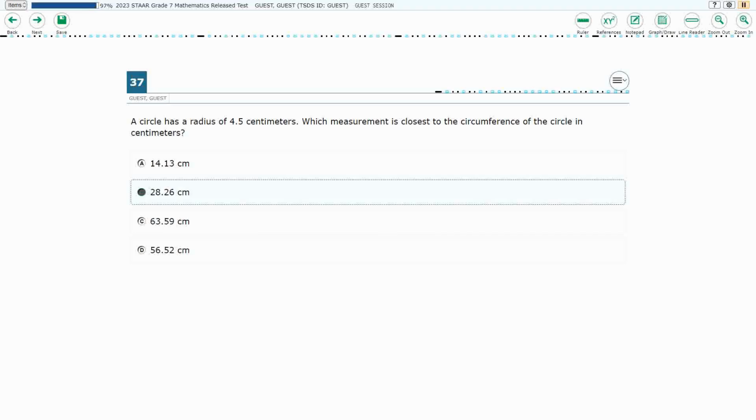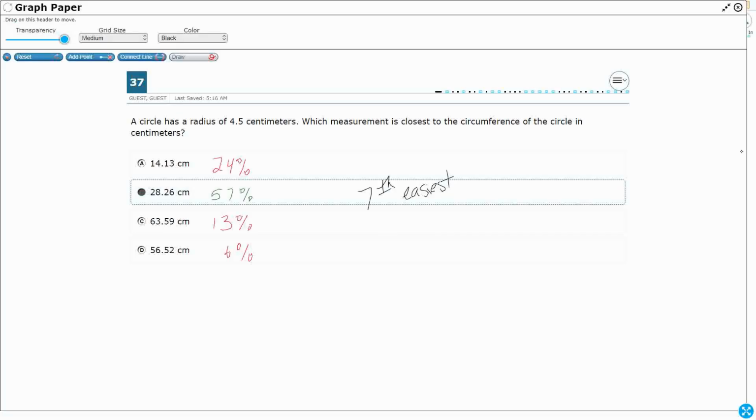Let's see how we did across the state of Texas. So this was the 7th easiest problem here. 57% of our students got it right. You notice that some of us kind of got tripped up by that 14.13. About a quarter of us did that. Well, if we look at these, you see that that's double, right? The correct answer is double the A incorrect answer.